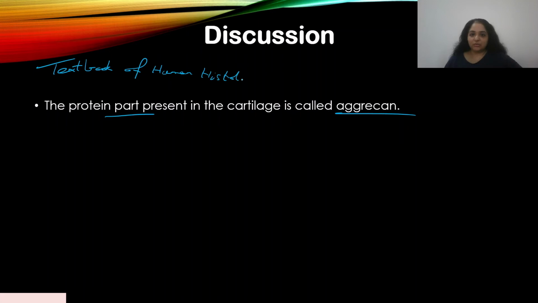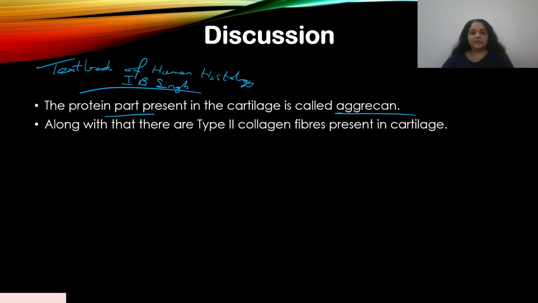According to I.B. Singh, the author, he has stated that the protein part of the cartilage is called aggrecan. The core protein part is called aggrecan. Now, apart from aggrecan, there are type 2 collagen fibers present in cartilage. Collagen is again a protein, right? So if they've asked you protein, I have also mentioned that apart from aggrecan, type 2 collagen is also present in cartilage. So these are the two different types of protein that are found in cartilage.